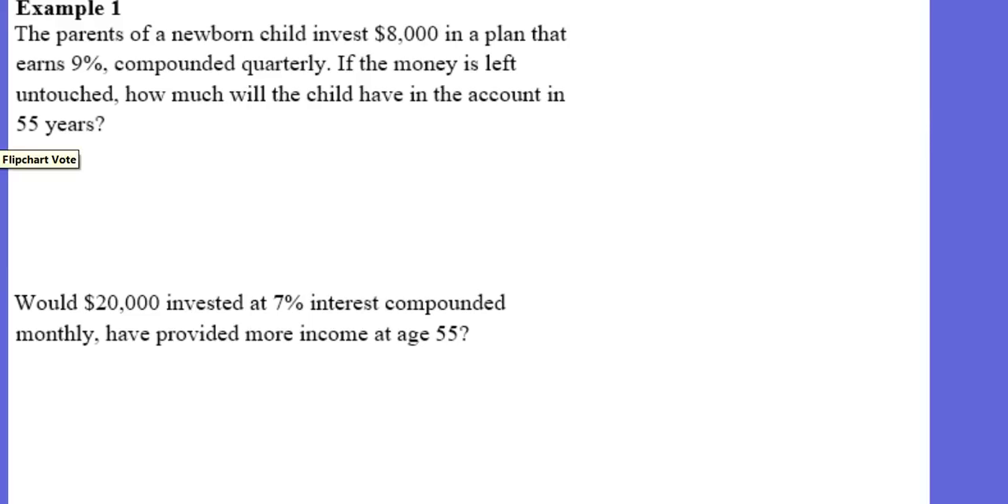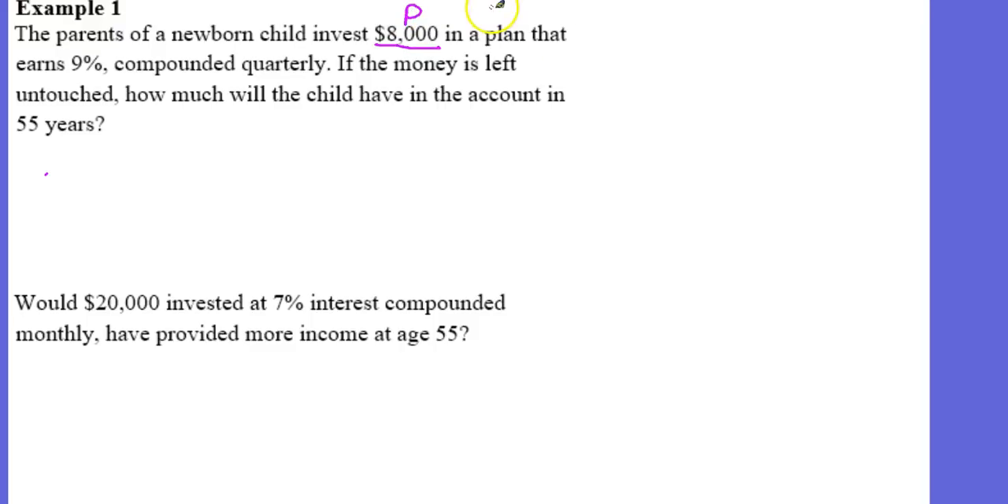Okay, so here we go. Let's see if your predictions turned out true. So we're going to read through these problems and work through them, annotating as we go. So we'll mark the text and find the important information and identify objective 2, the principal, the rate, the time, the number of times compounded. Here we go. Parents of a newborn child invest $8,000. What's that represent?